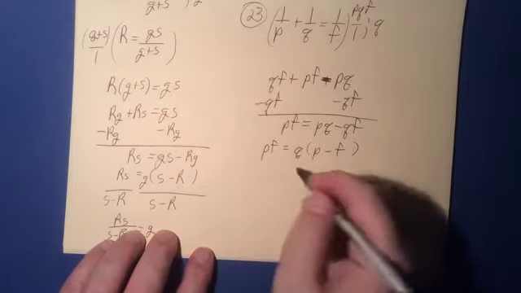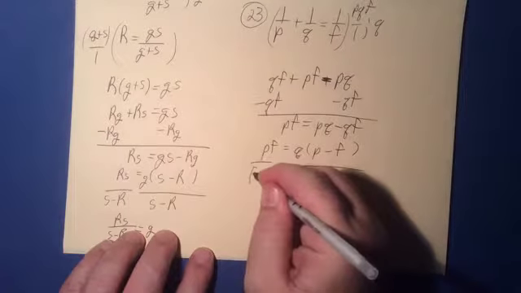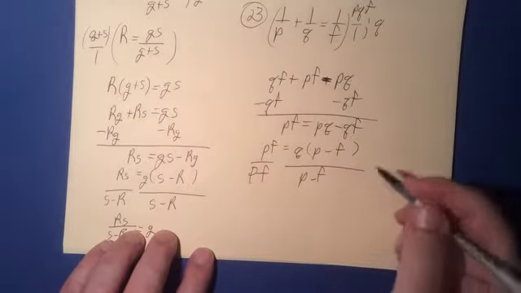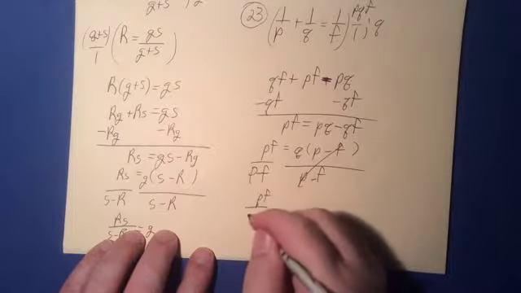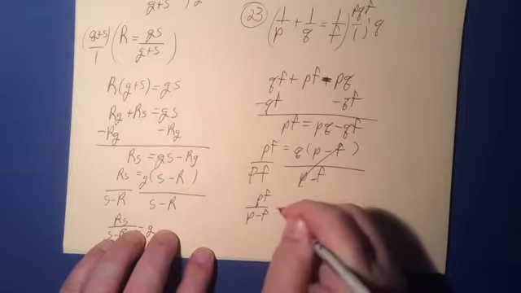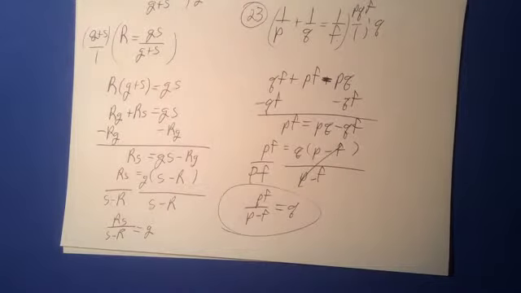And this looks real similar to a problem we did a little while ago. P minus F. So we have P times F over P minus F equals Q. And that's going to be our final answer for 23.